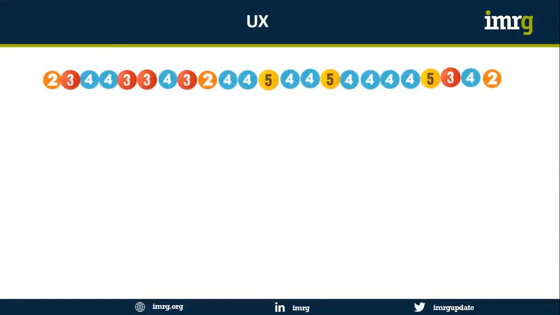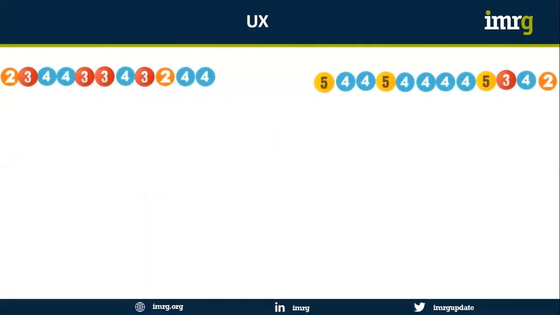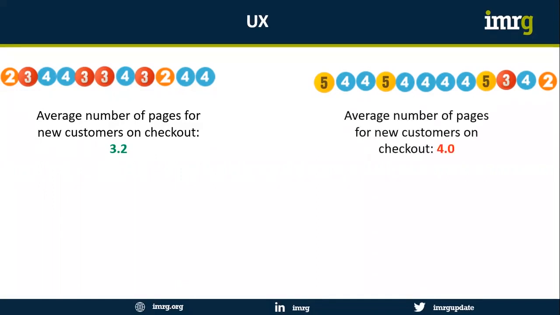Now, just as an interesting little statistic here, read into it what you will. If you take those new users, so that's the number of pages on the form for those users, and then we split them in half like that. The average number of pages for new customers on checkout for the best performing ones is 3.2. And the average number for new customers on checkout for the lower half is 4.